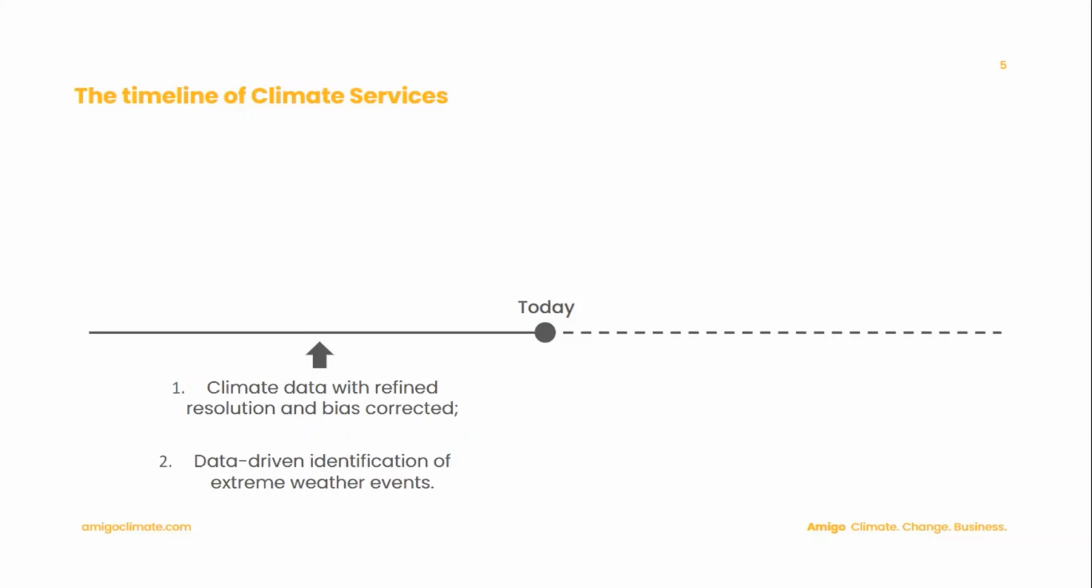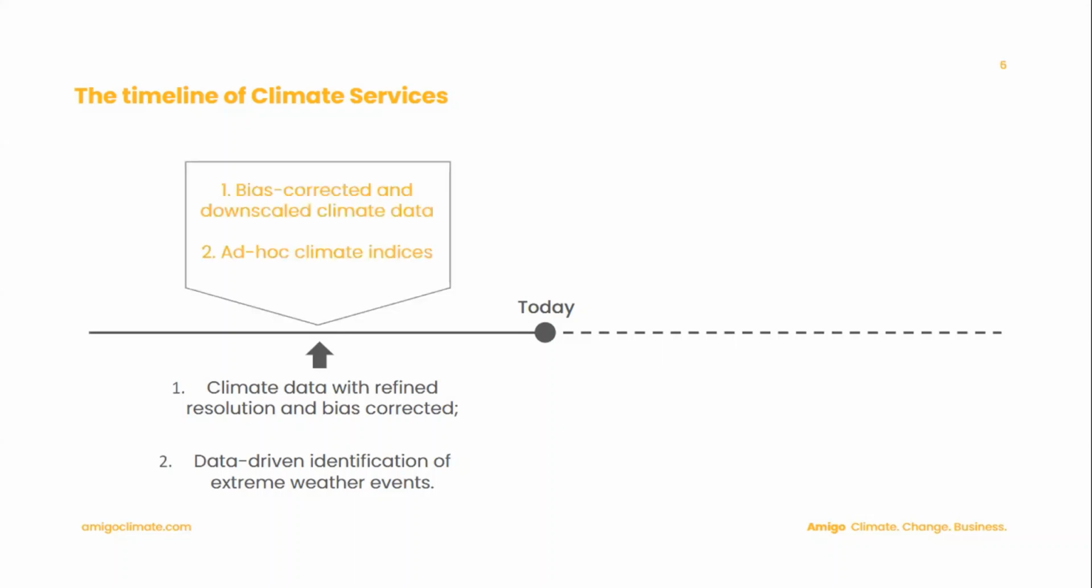So in general, what do they need? They need climate data that are refined in resolution and that are bias corrected. And then they need also some data-driven information about extreme weather events. So what do we provide? So we provide bias corrected data and downscaled climate data.